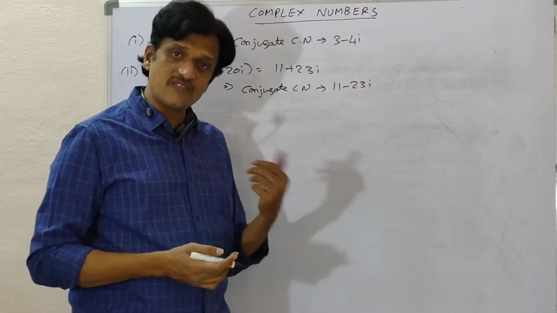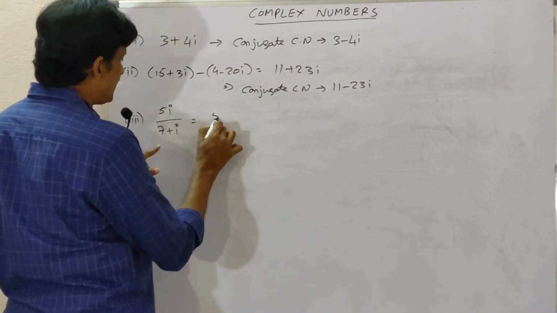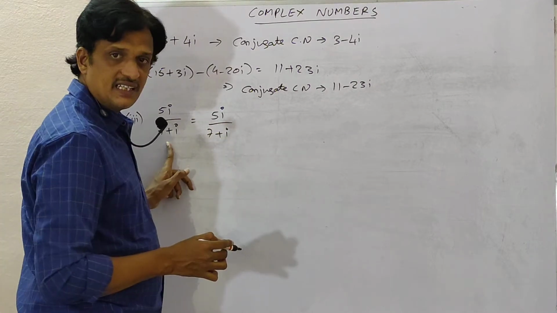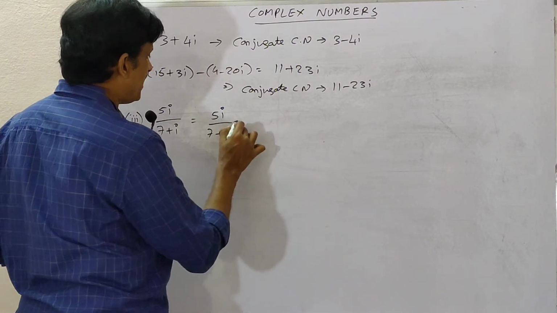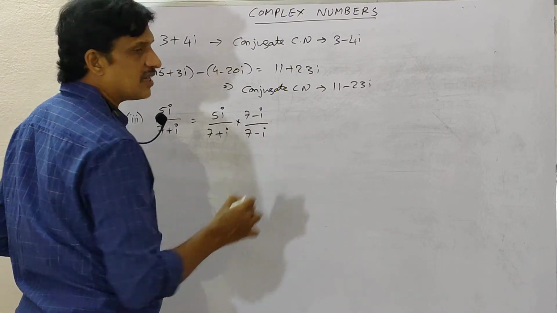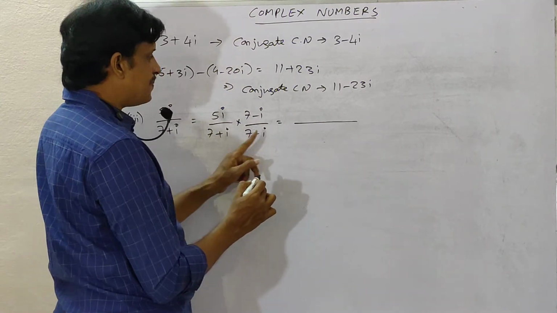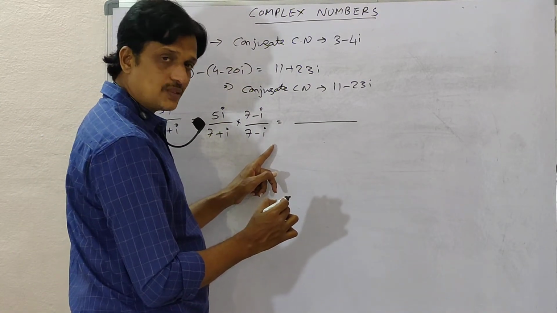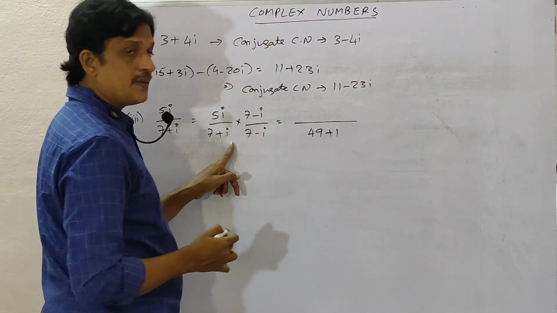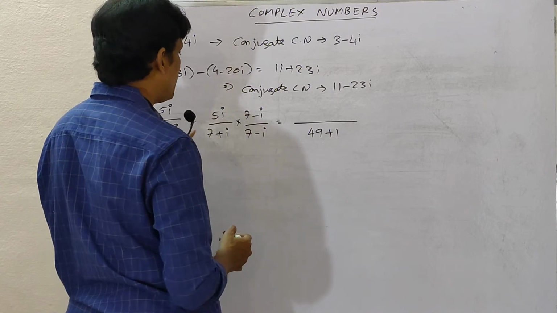First we need to write this in the form of a plus ib, simplified form. Since the denominator is 7 plus i, what is the conjugate complex number of 7 plus i? That is 7 minus i. So just multiply and divide with 7 minus i to get the simplified form of the given complex number. Then the denominator is a plus ib into a minus ib, that is a square plus b square. 7 square is 49 plus 1 square is 1, since i means i into 1, so the value of b is 1 here. So 49 plus 1 will be 50.